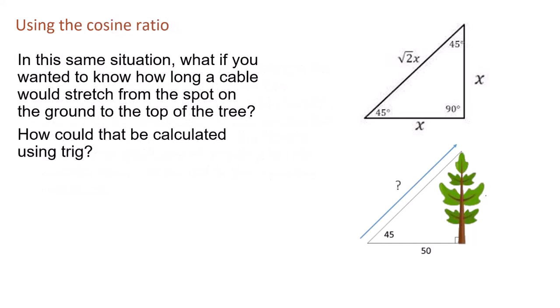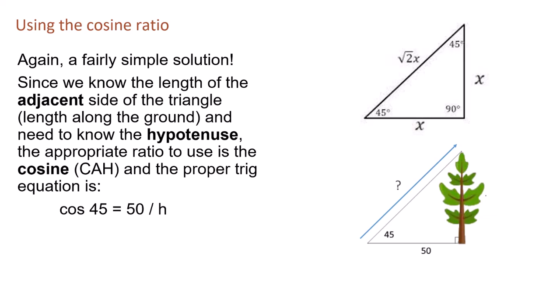In this same situation, what if you wanted to know how long a cable would stretch from the spot on the ground to the top of the tree? How could that be calculated using trig? Again, a fairly simple solution. Since we know the length of the adjacent side of the triangle, the length along the ground, and need to know the hypotenuse, the appropriate ratio to use is the cosine, CAH, and the proper trig equation is cosine of 45 degrees is equal to 50 divided by h.